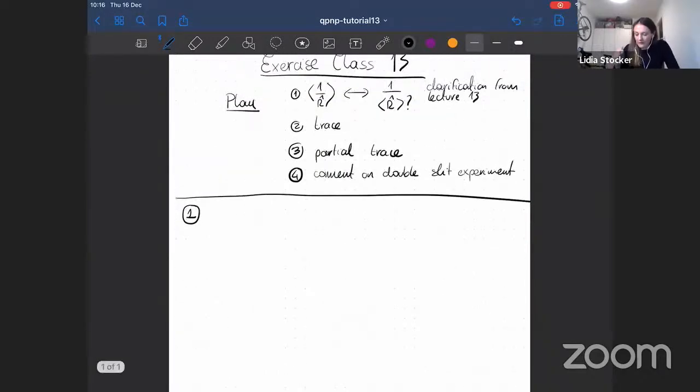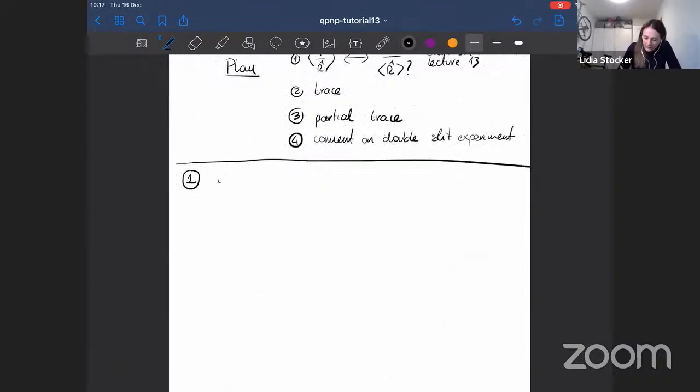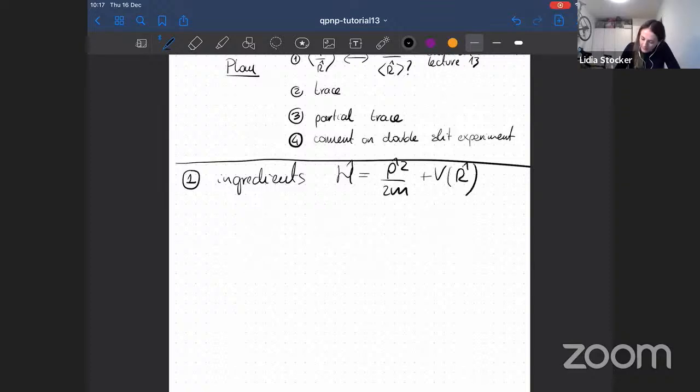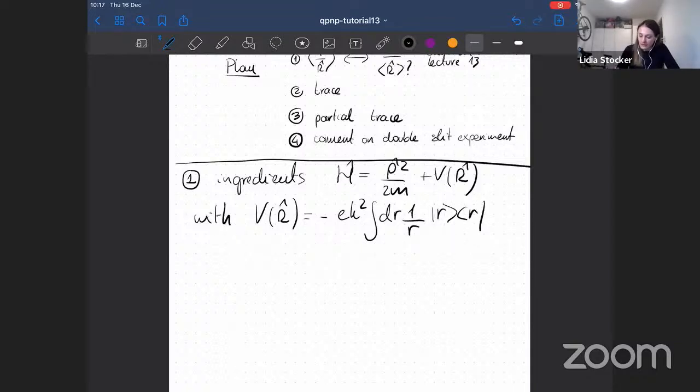So first of all, what's this? The connection between the two and why it's important. The ingredients here are the Hamiltonian for a central potential plus V of r, and this operator is given by some constant, minus e squared over r, the operator of a central potential.